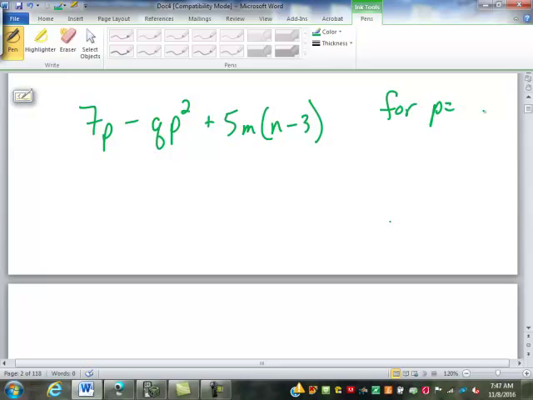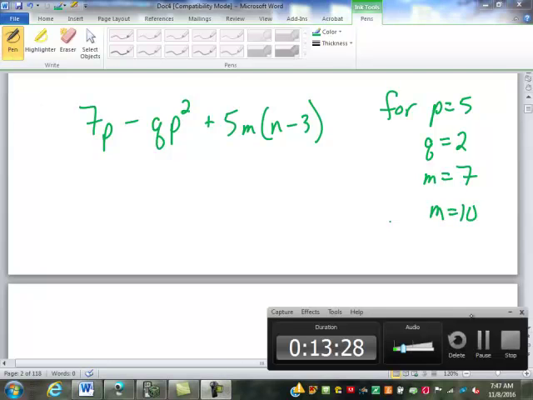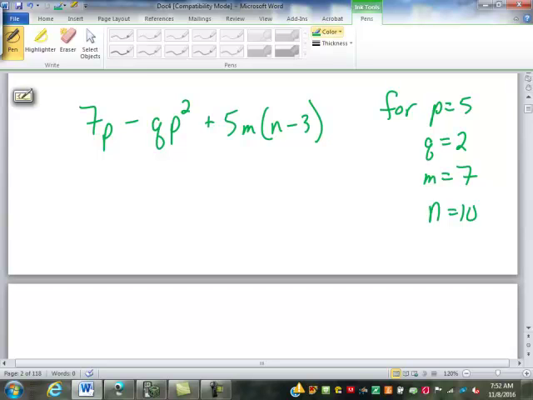So in your notes, I'm going to have you evaluate 7p minus qp squared plus 5m times n minus 3 for p equals 5, q equals 2, m equals 7, and n equals 10. So try that in your notes. So what do you guys get for answers on this? What's that? 230? Anything else?